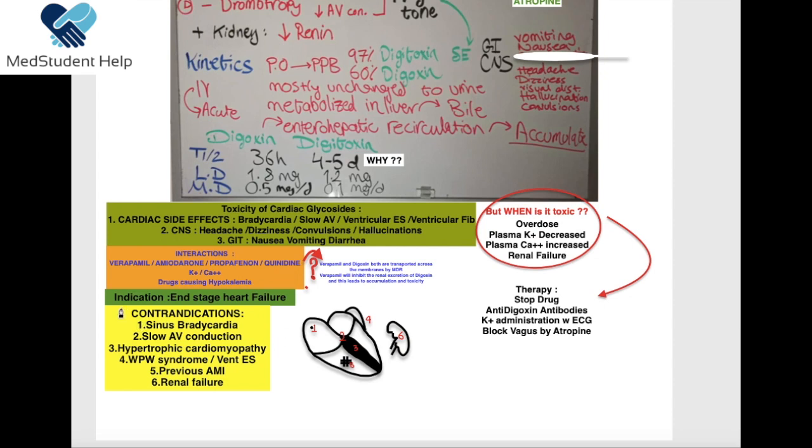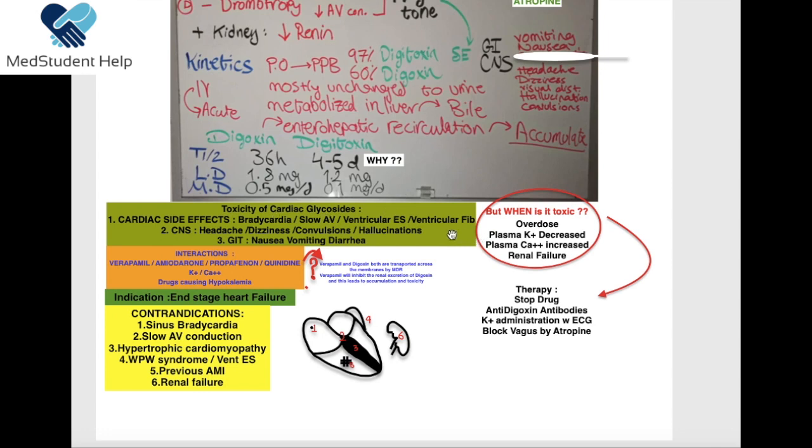Now, the indication of the cardiac glycosides. When do we give the cardiac glycosides? As I mentioned, it is in the stage of heart failure. If the patient has been given all the previous drugs that we discussed, the beta blockers, the ACE inhibitors, the diuretics, and they are still symptomatic, then we have nothing else to do other than using the cardiac glycosides to save the patient. Just one thing that I skipped here.